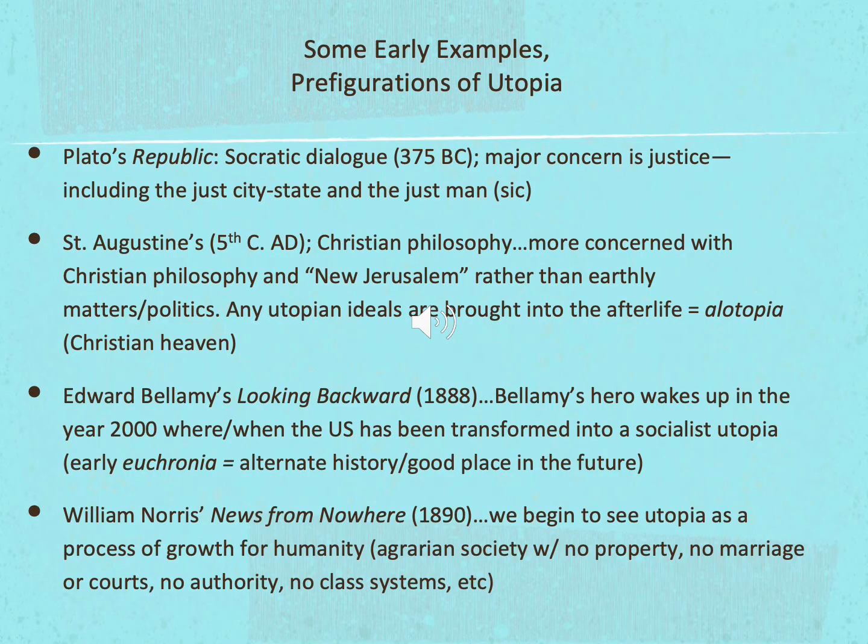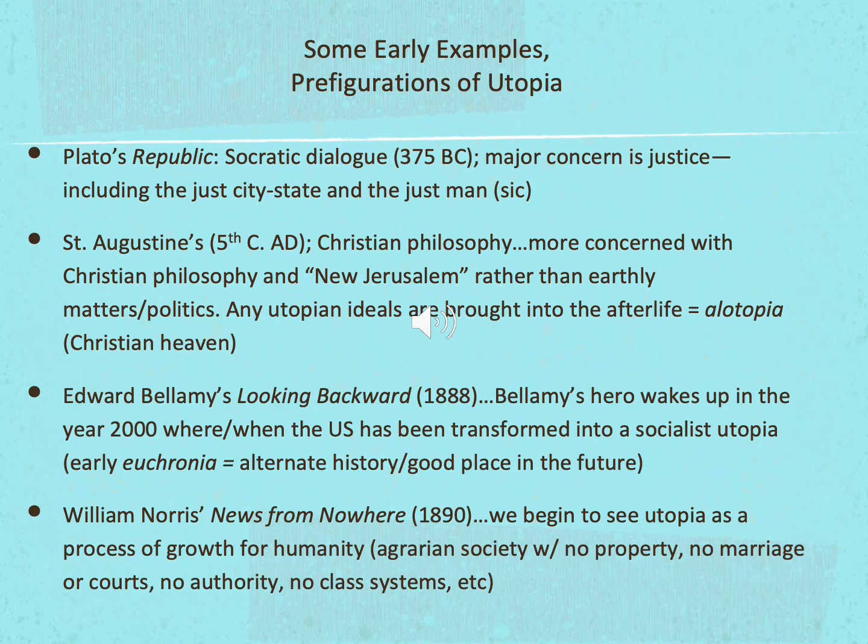Now, even though More coined the term utopia, the idea goes back to ancient Greece and is nourished by myths of the Golden Age and other mythical and religious archetypes, such as the concept of the afterlife. This slide describes some early prefigurations of utopia. There's Plato's Republic from 375 BC, which is a Socratic dialogue, and its major concern is justice. St. Augustine's 5th century AD Christian philosophy surrounding New Jerusalem, which is more like an allotopia because it deals with the afterlife.